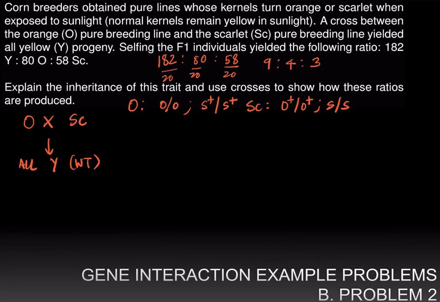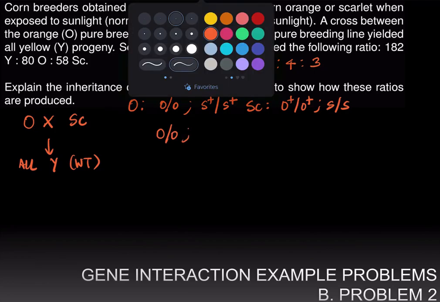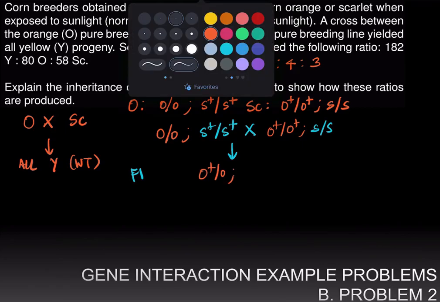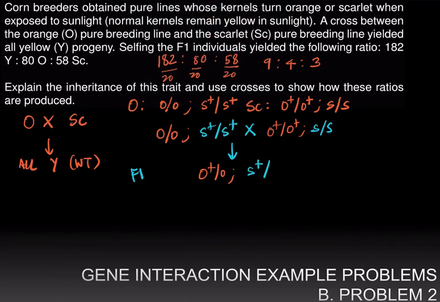so we're going to do little o, S plus, cross to O plus, little s, we'll get an F1 dihybrid who is O plus over o and S plus over s.